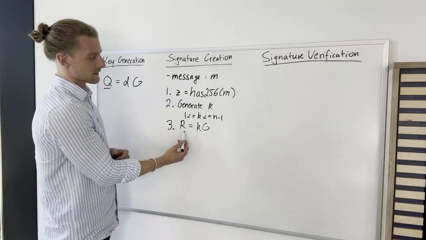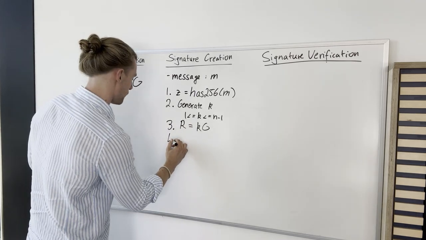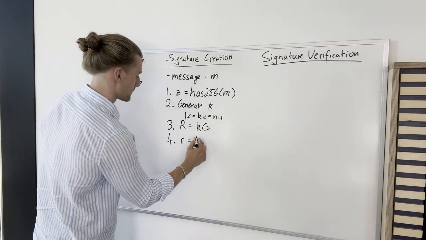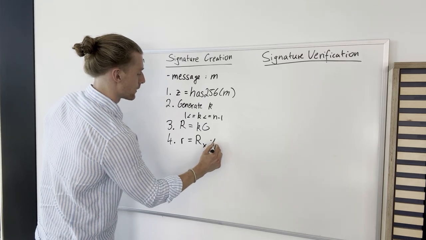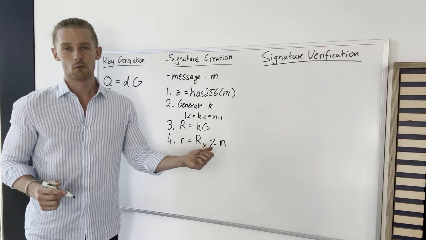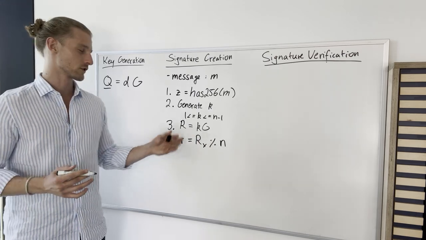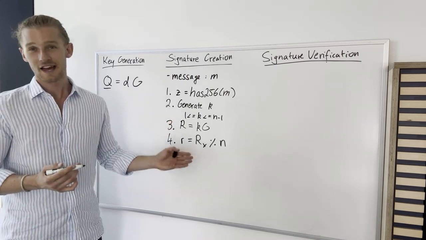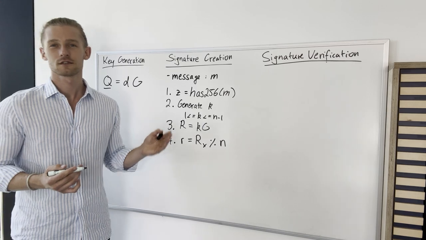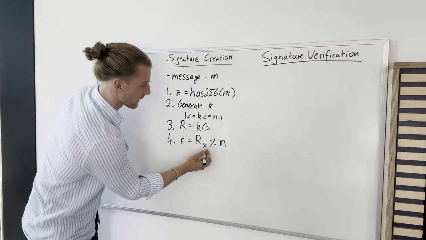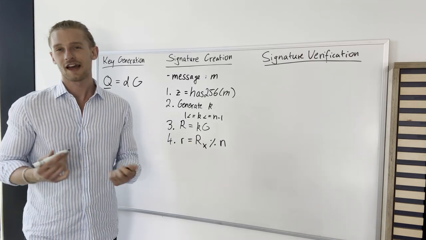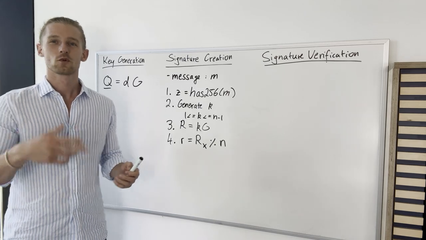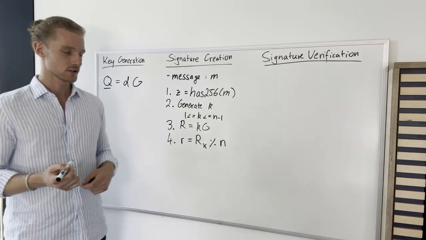So we create this point R, and then in the fourth step, we just get small r, which is essentially just the x coordinate of R modulus n. The modulus n we just do to make sure that this integer, because remember R is just a point on the elliptic curve, so it'll have an x and a y coordinate, and because we're doing elliptic curves over finite fields, we know that this x coordinate of R has to be an integer, and by doing it modulus n, we just make sure that it falls within the valid range of integers.